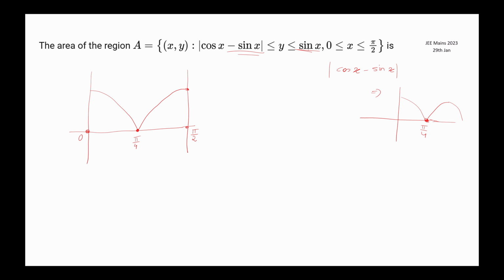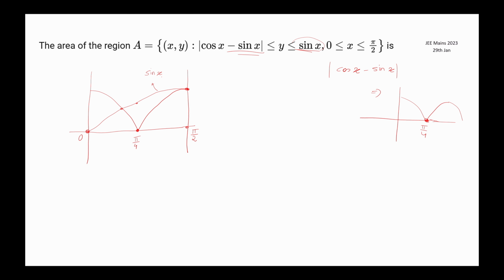And now let us draw our upper function, which is sin x. Sin x at 0 is 0, at pi by 4 it's 1 by root 2, and at pi by 2 it becomes 1. So basically our function of sin x goes somewhat like this. So this is our sin x function. At pi by 2 it is 1, and at 0 it's 0. At pi by 4 its value is somewhere around 1 by root 2. I hope you all remember.